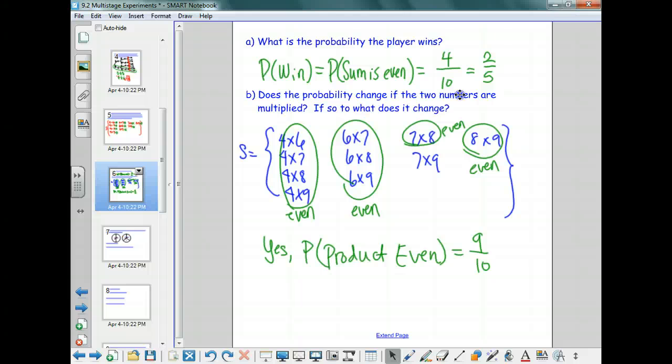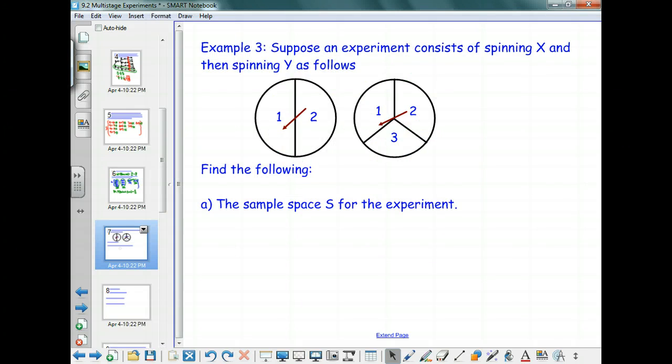All right, let's look at another one. This one's got spinners with it. Suppose an experiment consists of spinning spinner X, this is spinner X, and then spinning spinner Y. Find the following. All right, so this is a lot like the question that you asked me at the beginning. I think it was Megan that asked it, maybe it was somebody else. No, maybe it was Charity. That asked about sample space, right?